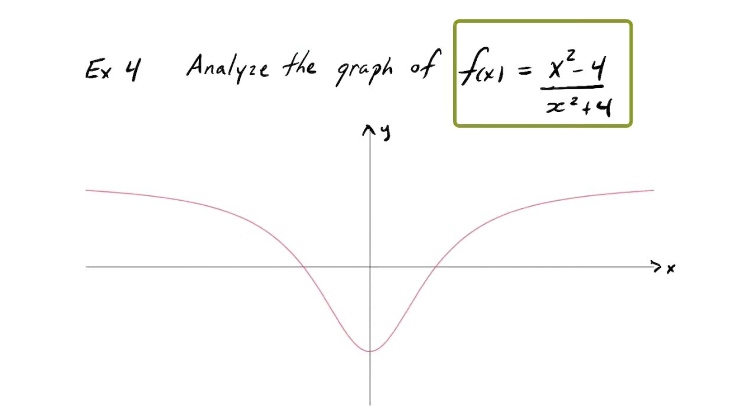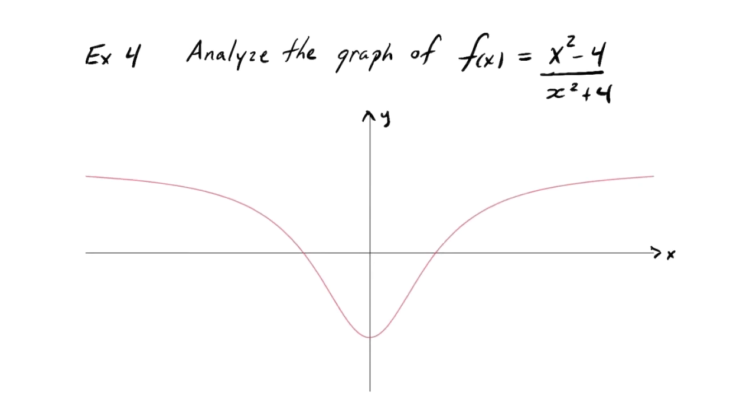Here, the function I've chosen for this example is a rational function, x squared minus 4 over x squared plus 4. It's defined for all real values of x. X squared plus 4 is never 0, but it clearly has an asymptote. We can actually start by taking care of that right away.